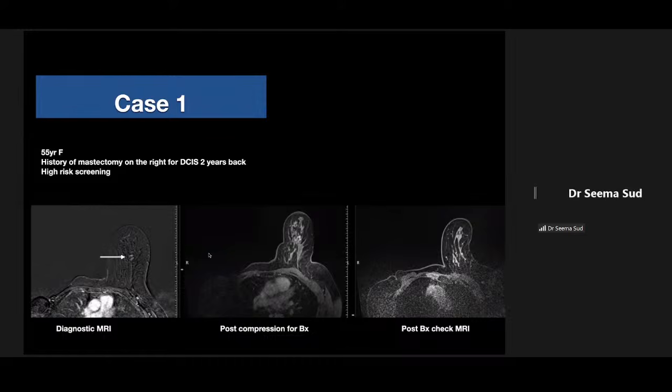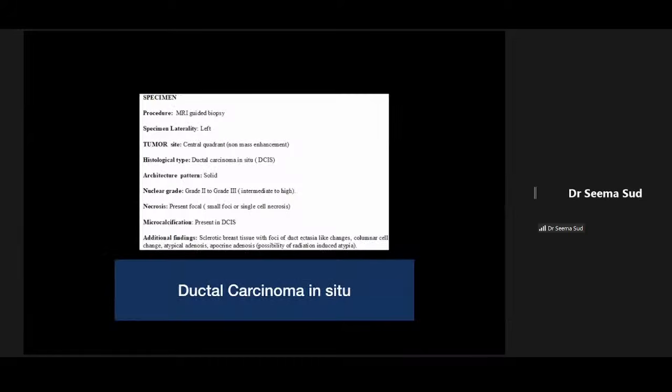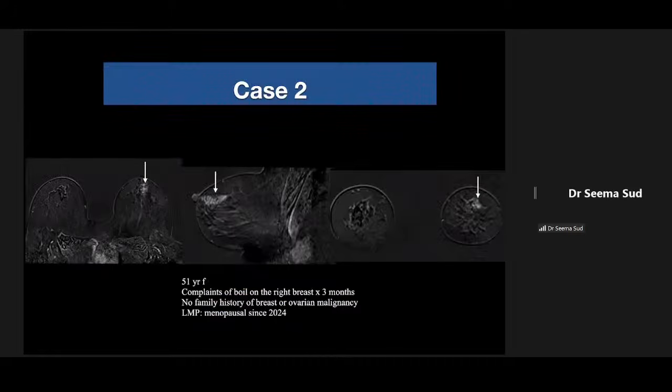And post biopsy compression, you can see the breast is getting distorted. And the biopsy was taken, and post biopsy, the check showed there was no hematoma. And this turned out to be ductal carcinoma in situ. So this is the easiest case you can get, where the lesion is in the middle third depth away from the skin. So this has really no problem. However, look at this case.